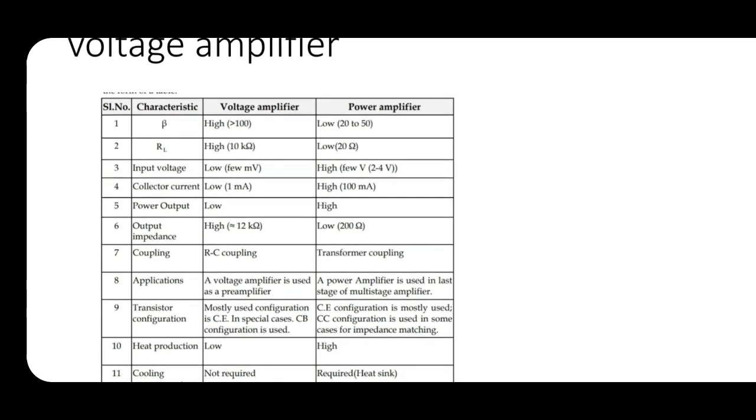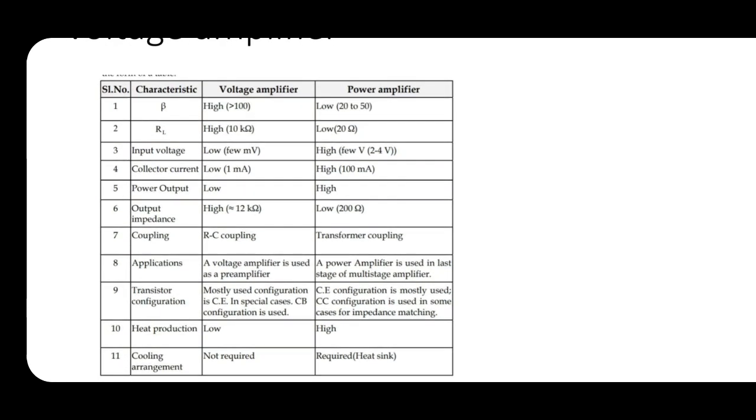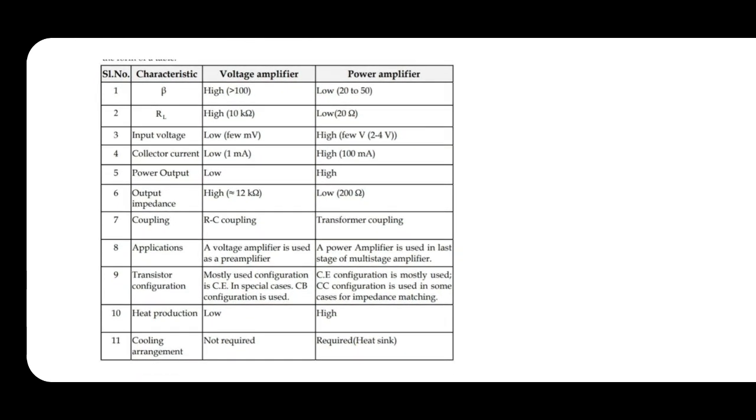For a voltage amplifier we have to use RC coupling. For a power amplifier we have to use transformer coupling. Now the applications. A voltage amplifier is used as a preamplifier. A power amplifier is used in the last stage of a multi-stage amplifier.